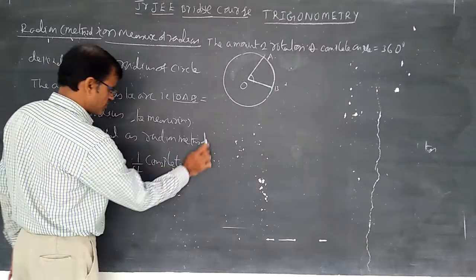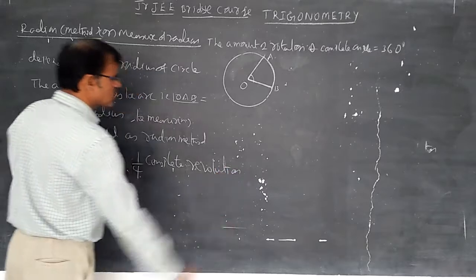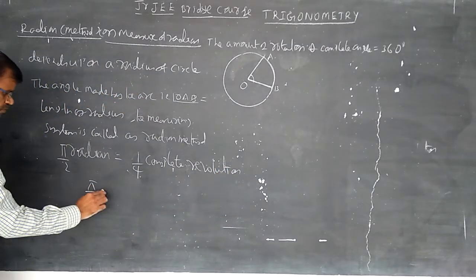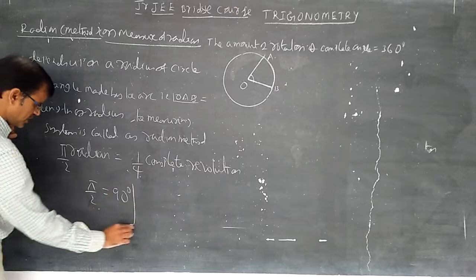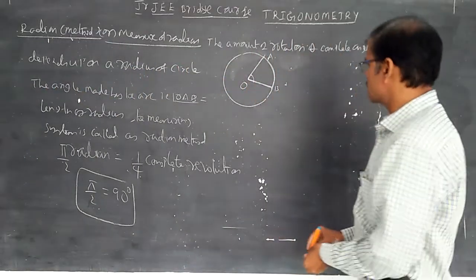1 by 4 of a complete revolution. Pi is the Greek letter. So pi by 2 radians is equal to 1 by 4 of a complete revolution, which is 90 degrees. Pi by 2 is equal to 90 degrees.